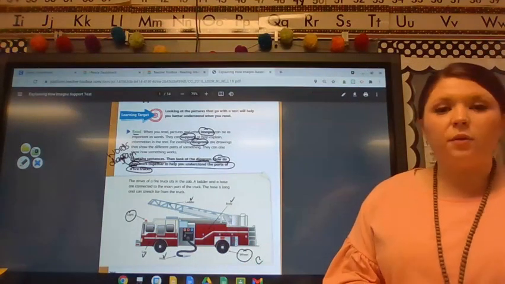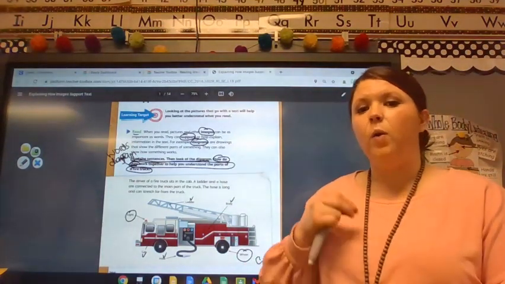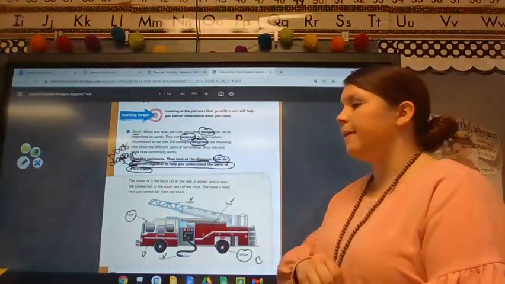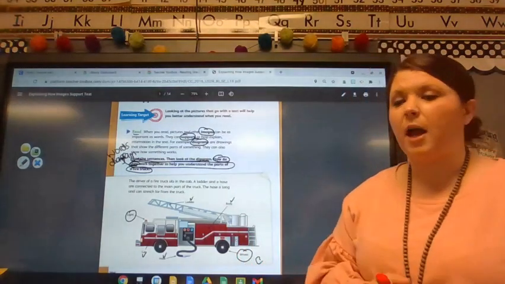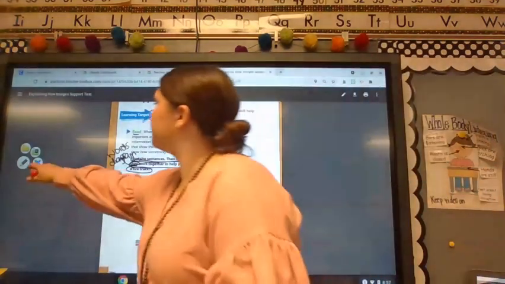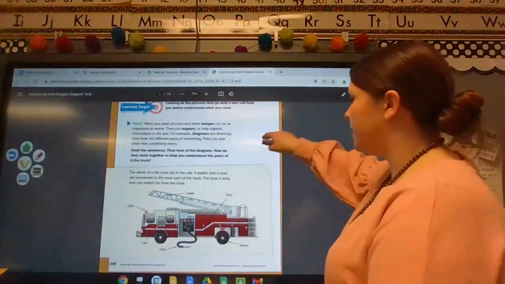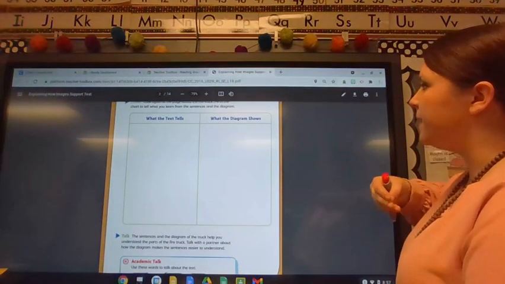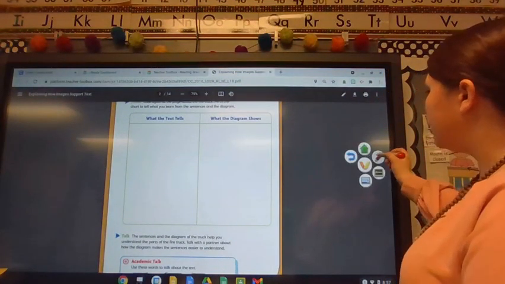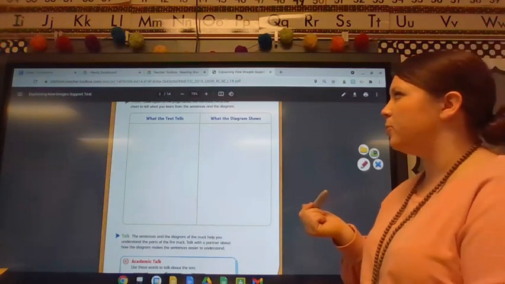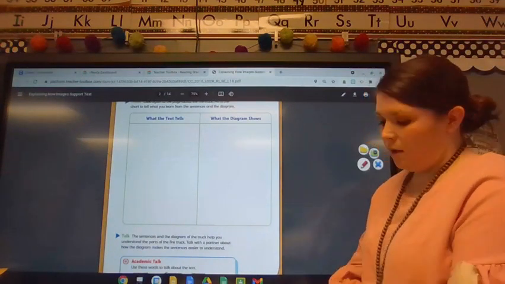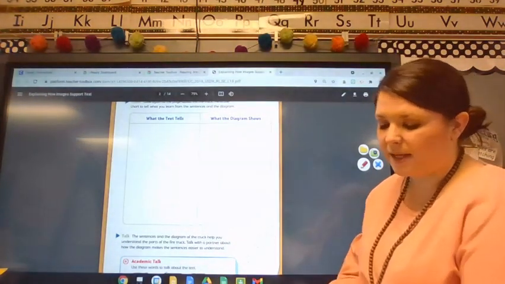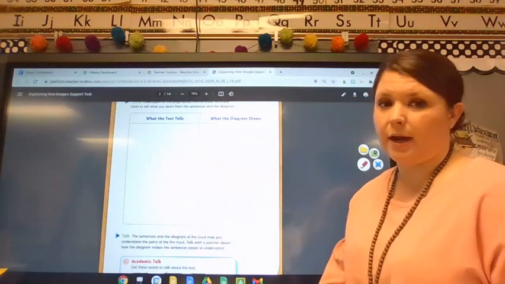So now what we're going to do is we're going to look at the graphic organizer on the next page. We're going to take what we found from the words in the diagram and we're going to organize it in our graphic organizer, okay? All right, so let's go ahead and let's look at our graphic organizer. So it says what the text tells, what the diagram shows. Look again at the page about the fire truck. Complete the chart and tell what information that you learned from the sentences and the diagram.